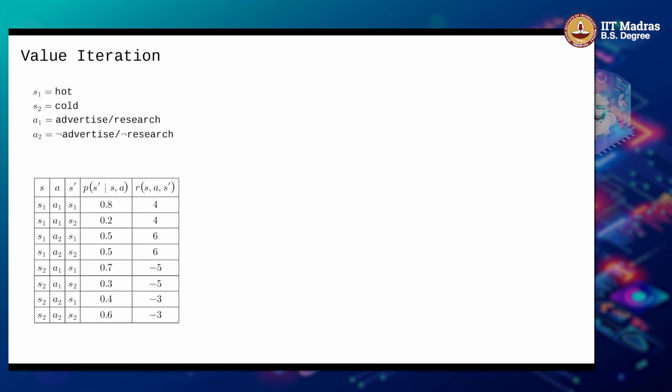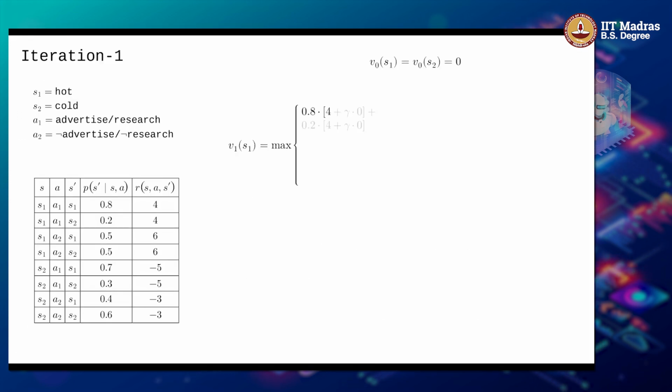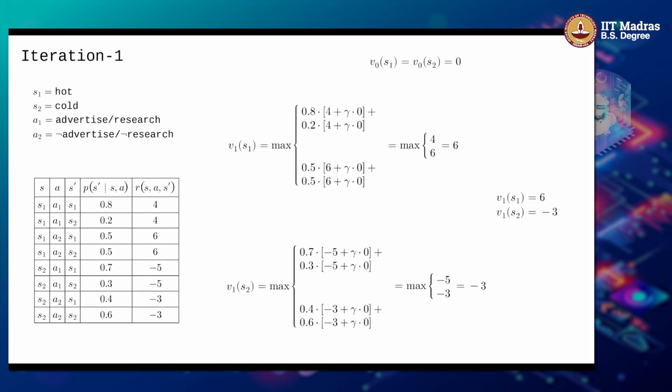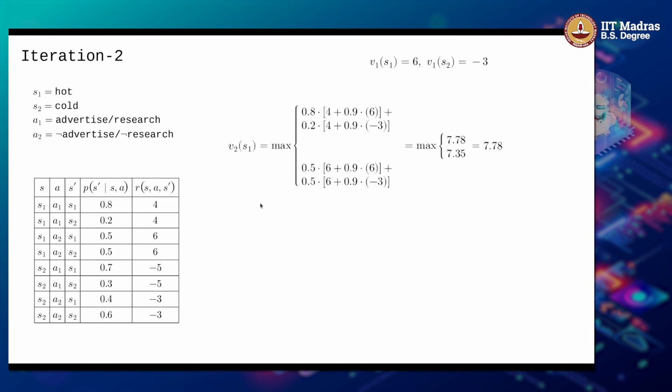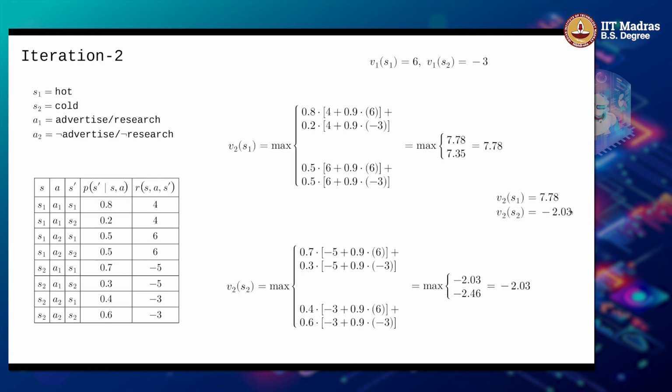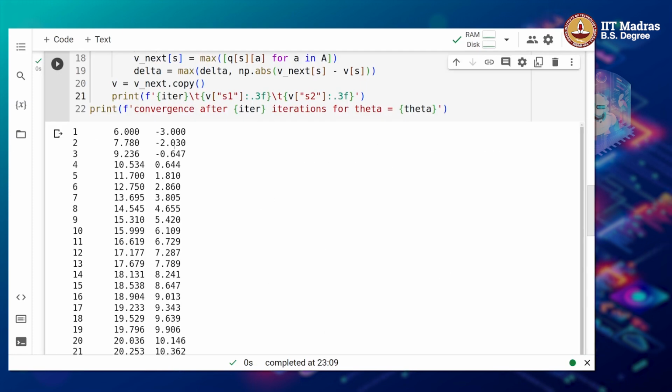So let's compare this with what we computed. We computed V1 of S1 to be 6 and V1 of S2 to be minus 3. That's what we have here, right? 6 and minus 3. Then it turned out to be 7.78 and minus 2.03, exactly what we have here.